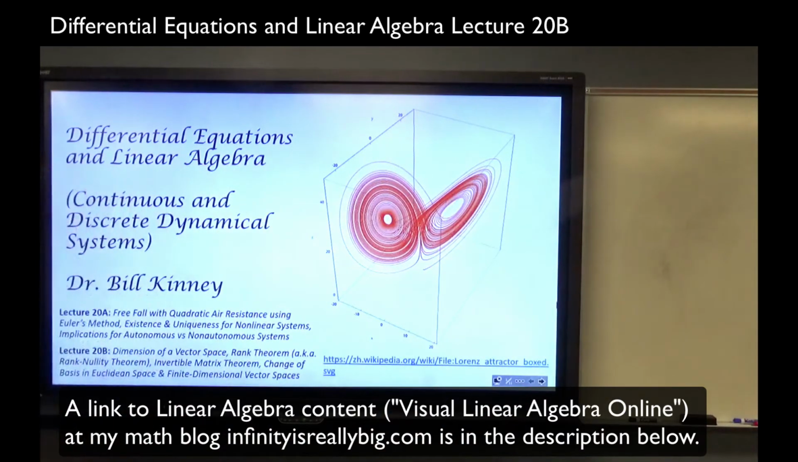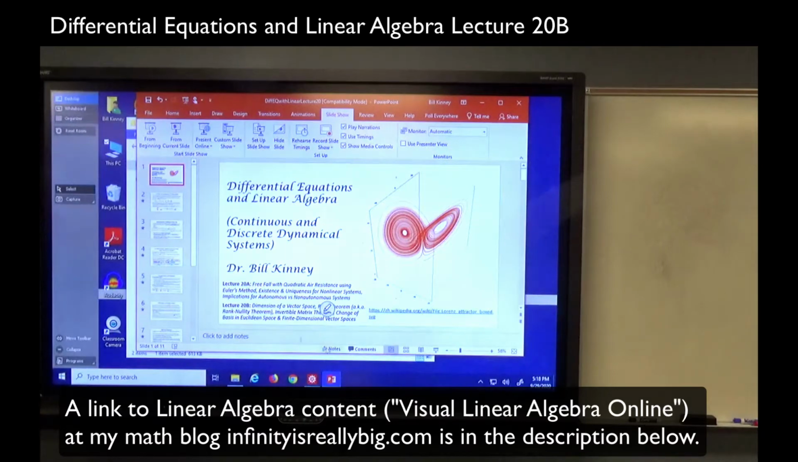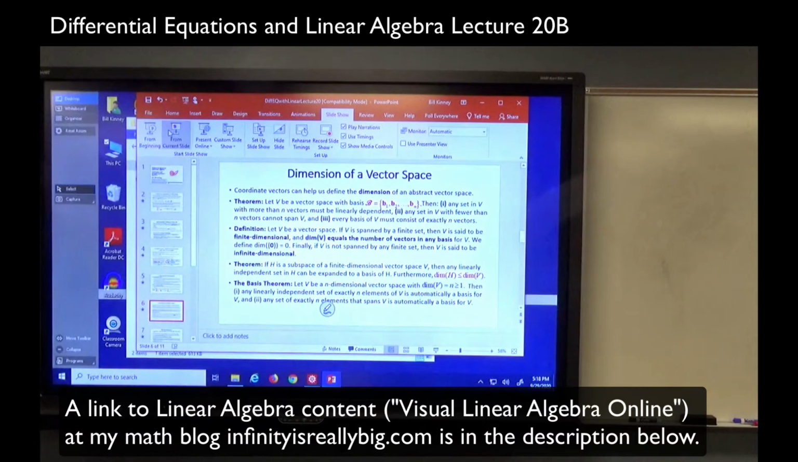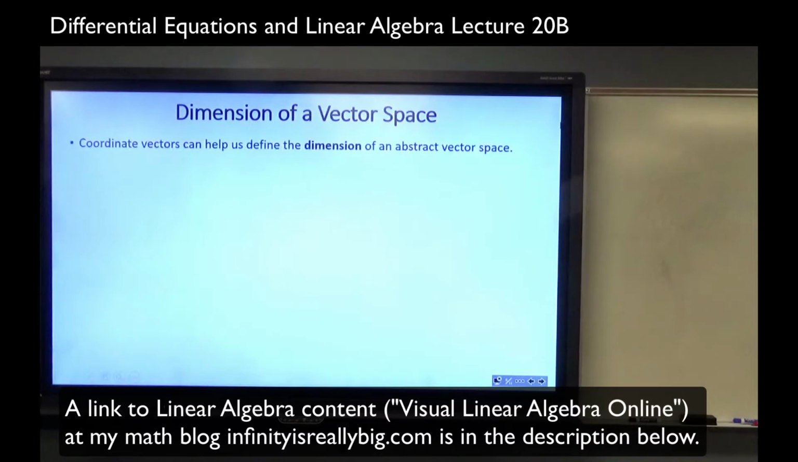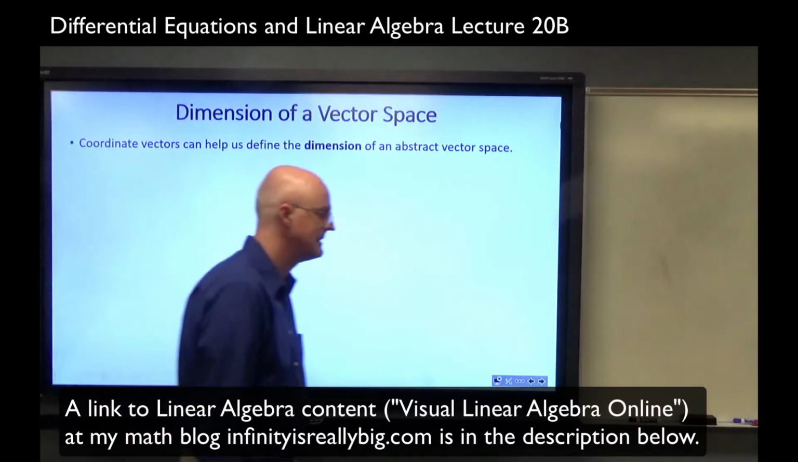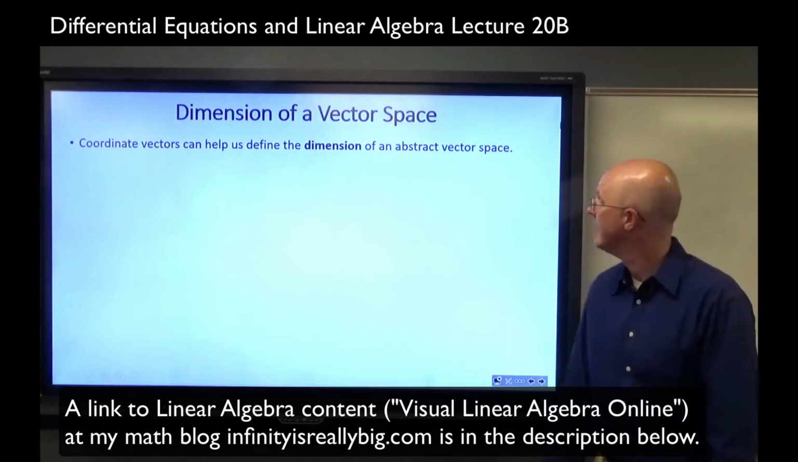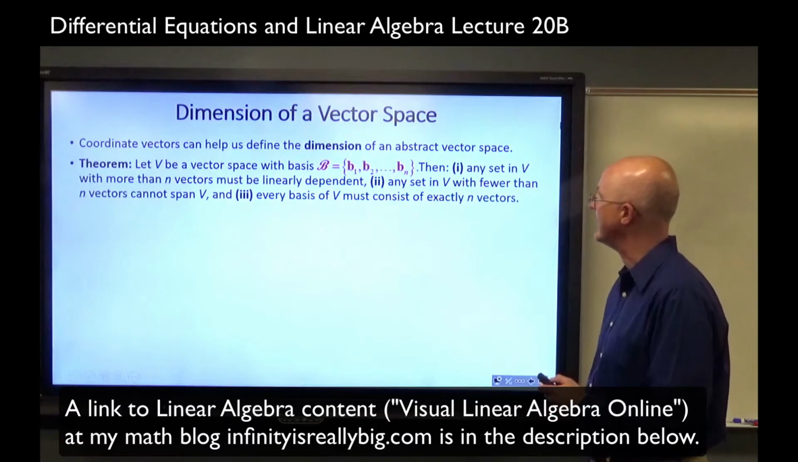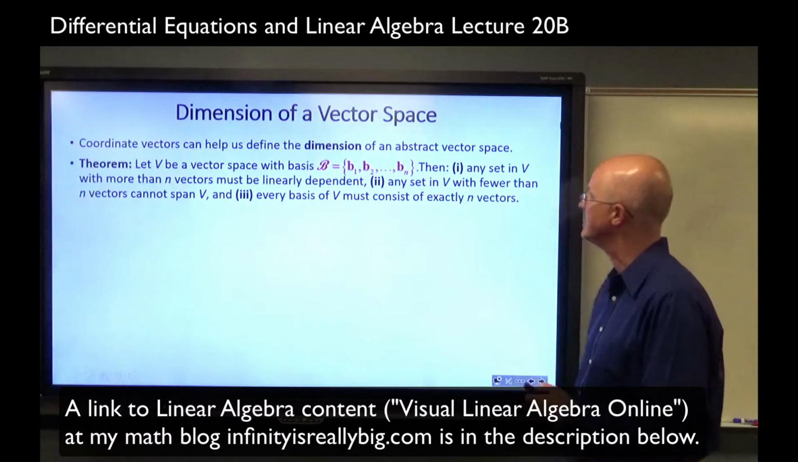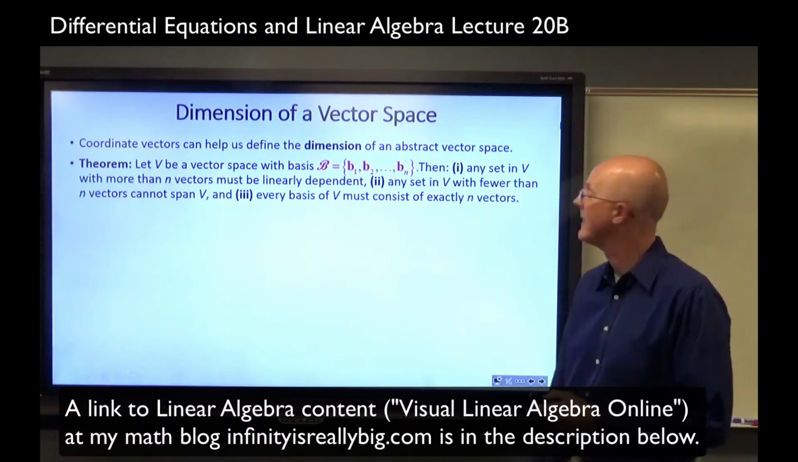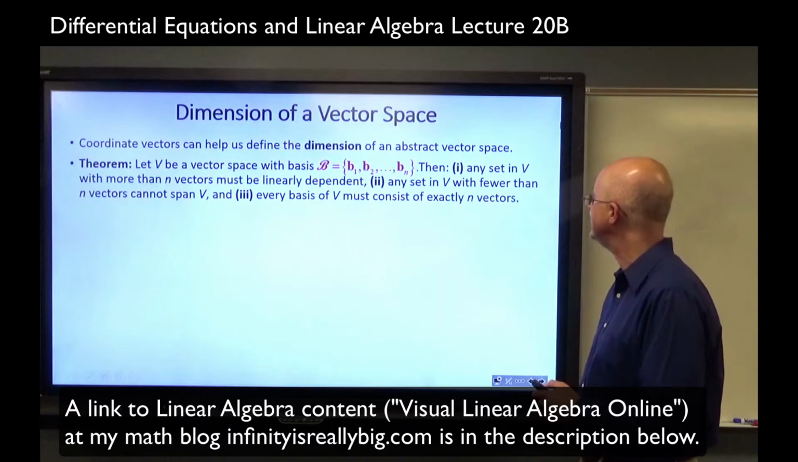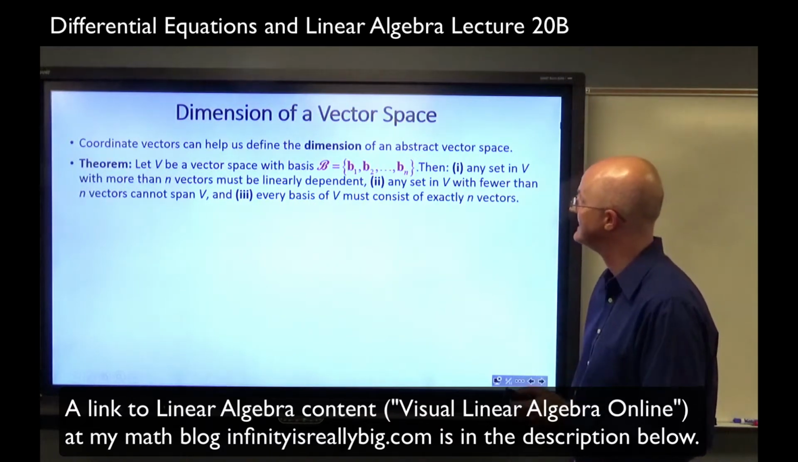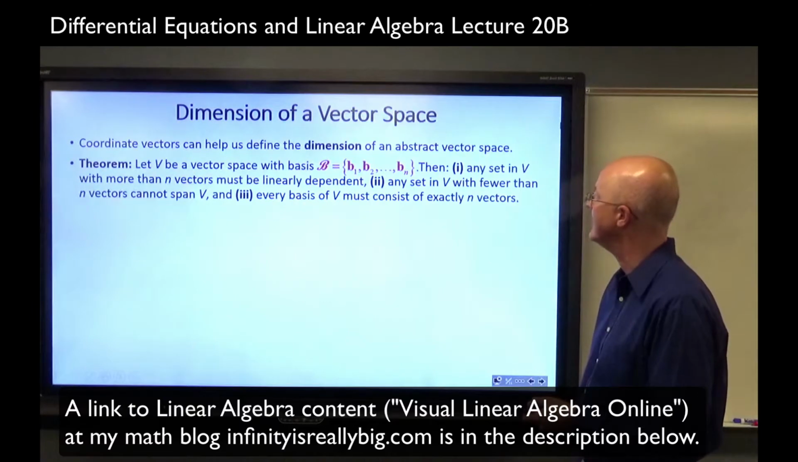Okay, so start with a review again of dimension. What is the dimension of a vector space? We can use coordinate vectors to help us define the dimension. Let V be a vector space with a finite basis, with n vectors in it. Then you can say that any set with more than n vectors must be linearly dependent. That's the first thing. Second, any set in V with fewer than n vectors cannot span the vector space. And thirdly, every basis of V must in fact consist of exactly n vectors.